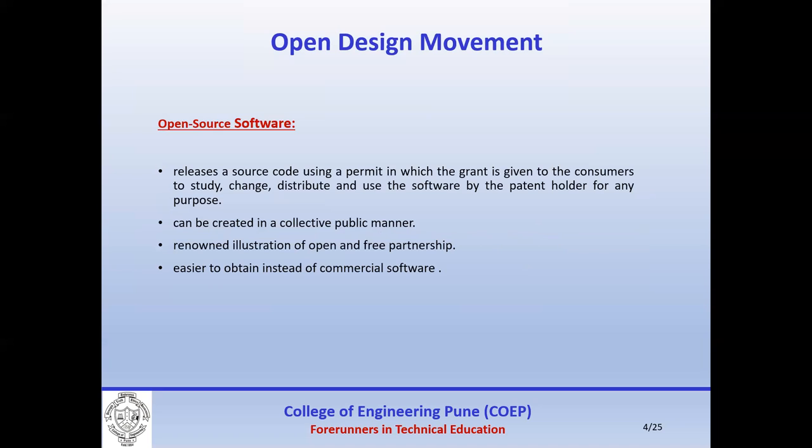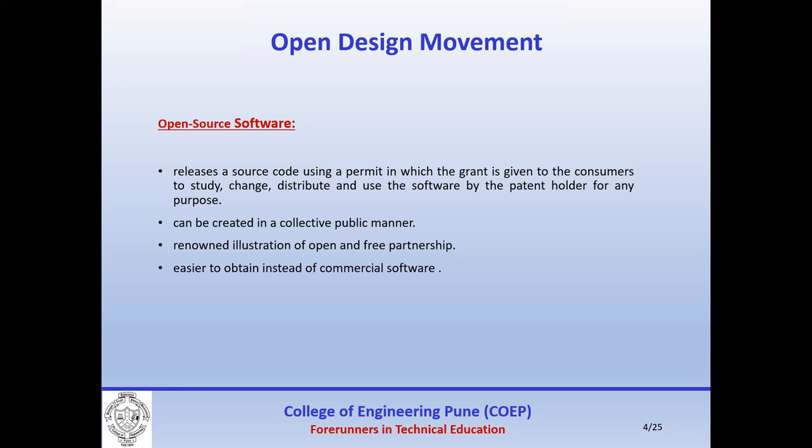Coming to open source software, it releases source code under a license in which the grant is given to the consumers to study, change, distribute, and use the software by the patent holder for any purpose. Now it is easily and freely available to all on the internet. For instance, one could simply go to the official website of Python and download the software for free. Moreover, some open source software also offers free training courses to get acquainted with the software. So this model is a decentralized software development and is a perfect apotheosis of what I call open collaboration.